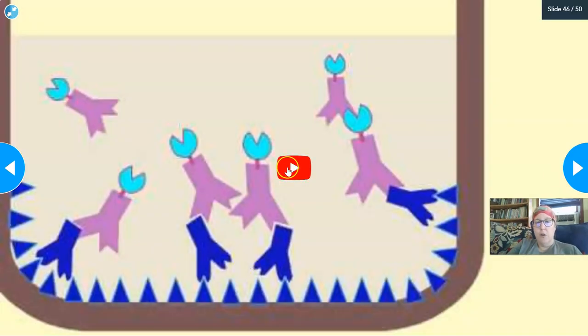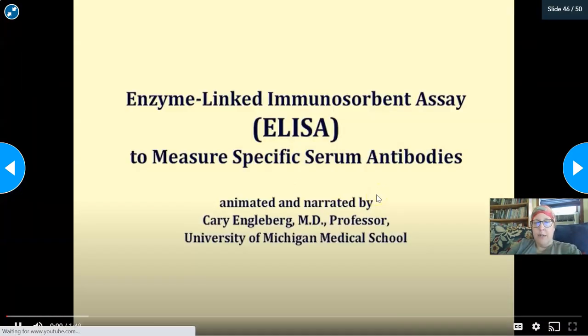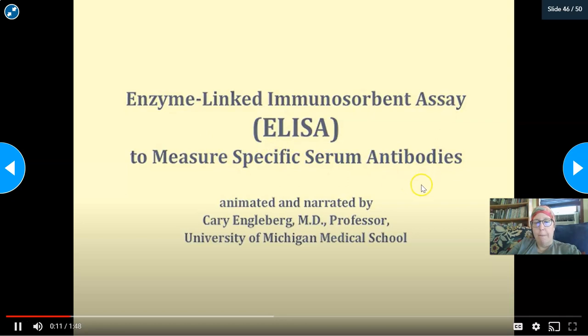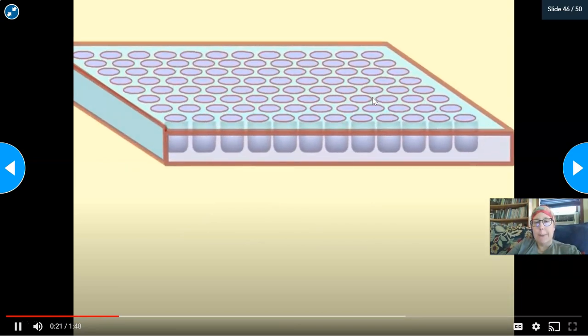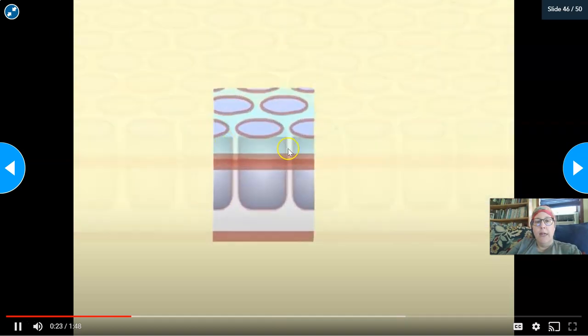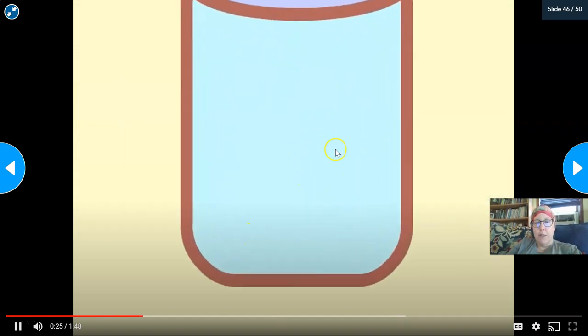And, okay, this video, I'm going to comment on it. Turn it down some. Okay, so this is an ELISA. It's called an enzyme-linked immunosorbent assay, and it's to measure specific serum antibodies, okay? And so that's going to be an indirect one. Okay, so this is a microtiter well plate. It usually has 96 wells in it, okay? And we're just going to show you what happens in one of these.